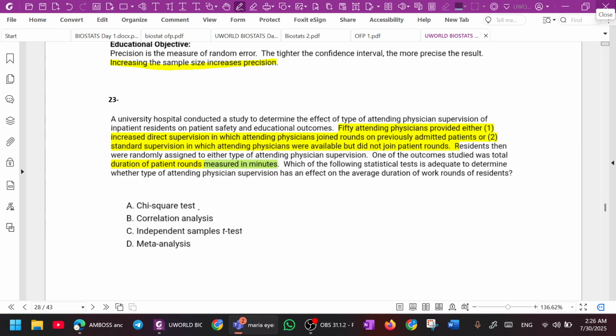A university hospital conducted a study to determine the effect of type of attending physician supervision of inpatient residents on patient safety and educational outcome. 50 attending physicians provided either increased direct supervision, in which the attending physician joined rounds on previously attended patients, or standard supervision, in which attending physicians were available but did not join the patient rounds. Residents were then randomly assigned to either type of attending physician.